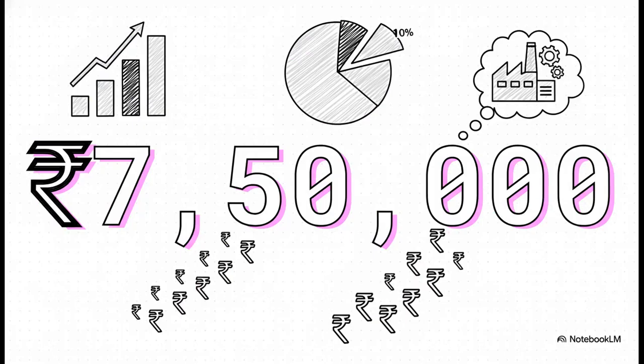For example, let's say a company expects to earn 75,000 rupees every year, and in its industry, a 10% return on investment is considered normal. So, using our formula, we can figure out its value. Its capitalization should be 7.5 million rupees. See, this value is directly tied to how well the company is performing.